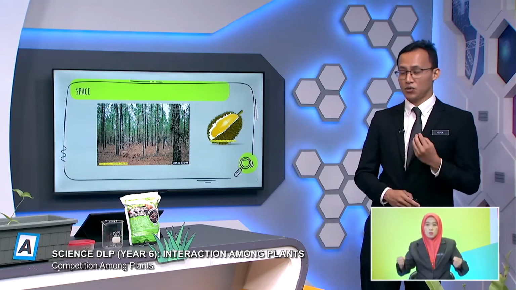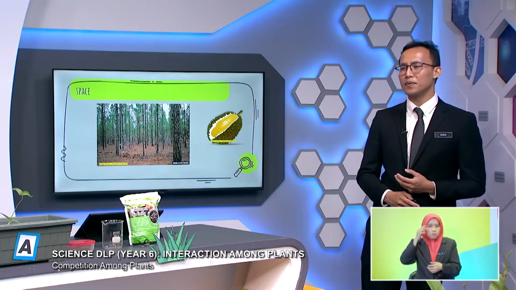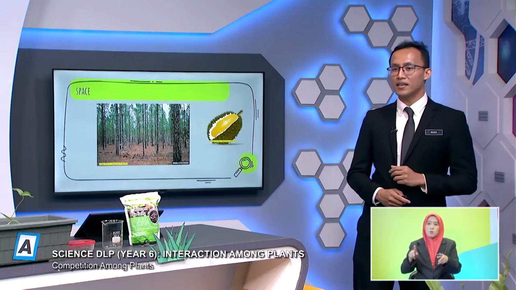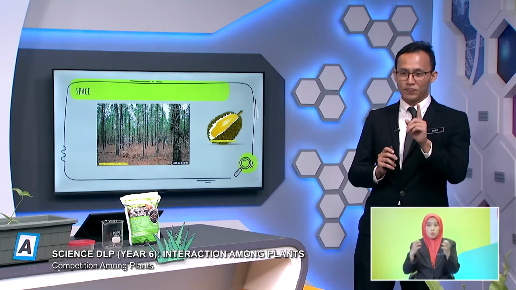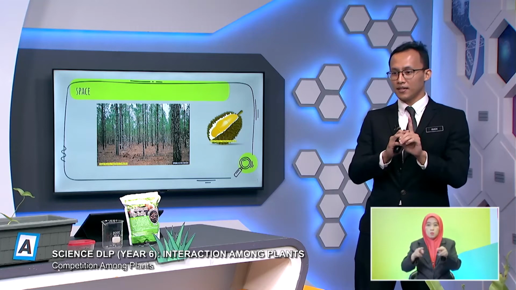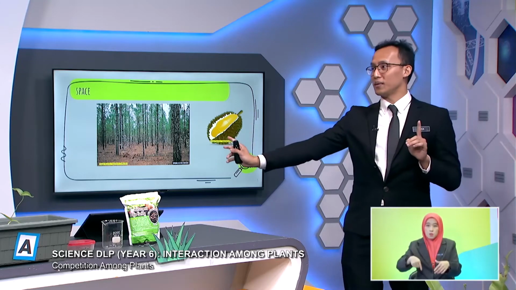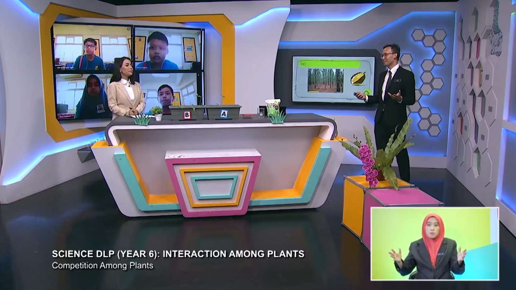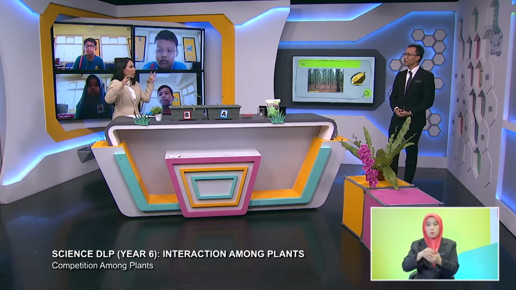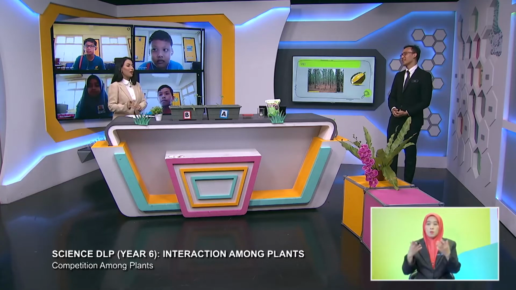Then I was curious, so I asked him, why do we need a lot of space? Each Musang King tree requires at least 9 meters of space. Which means if this plant is here, the next plant must be 9 meters away from it. That's a big space. That's how you get the best fruit in the world. Otherwise, there's going to be a lot of competition. Yes, that's right.